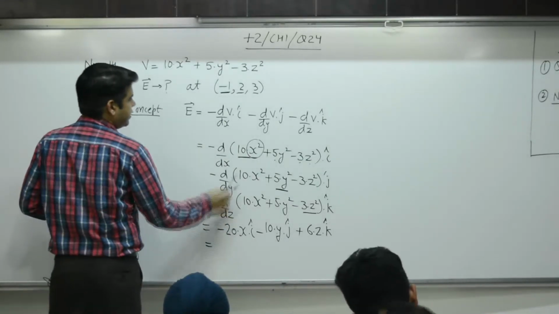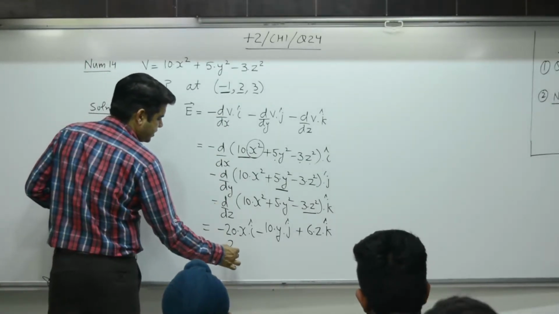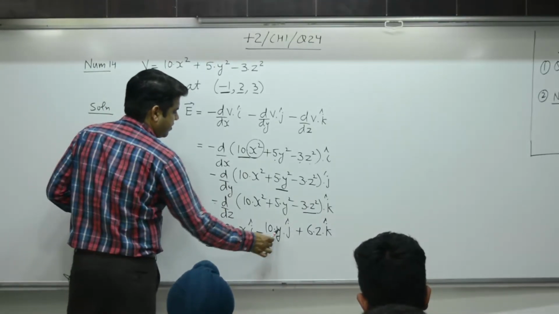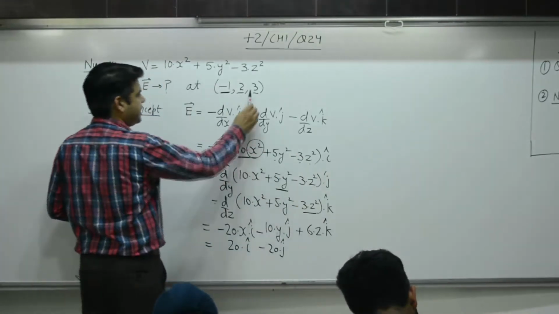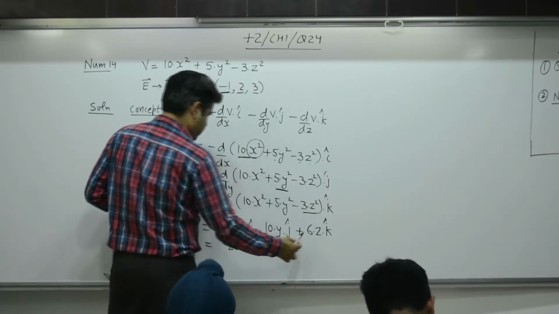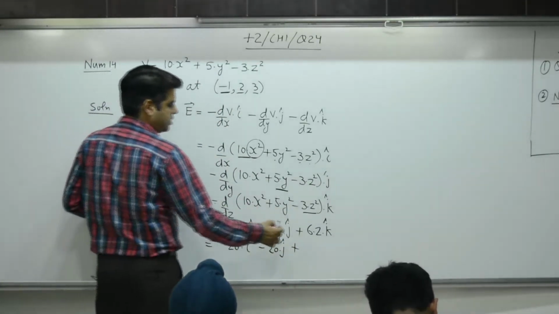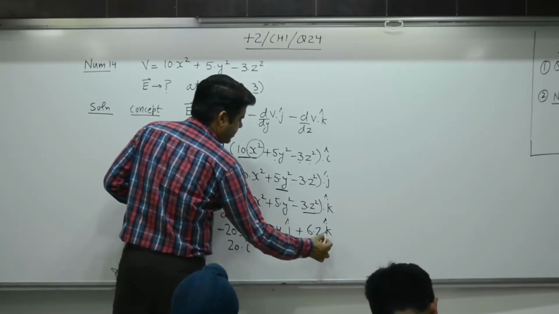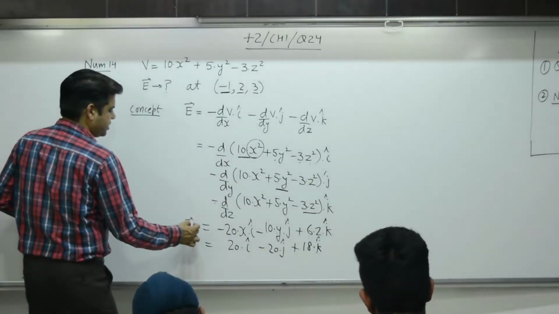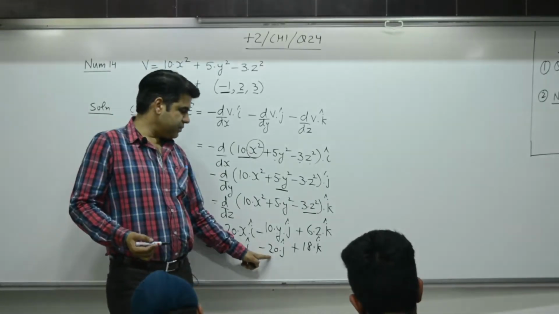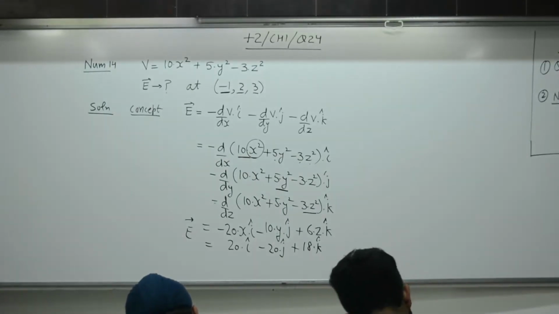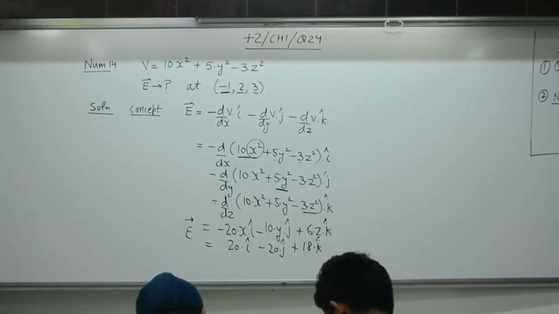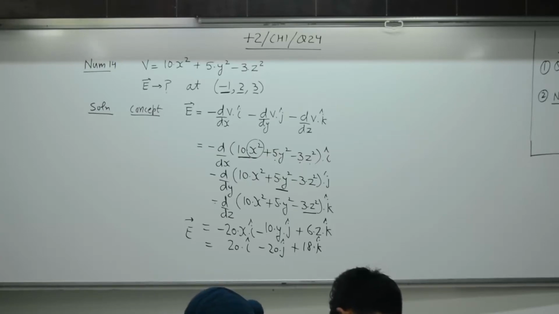Put x is equal to minus 1, minus 20 into minus 1, 20i. Put y is equal to 2, minus 20j. Put z is equal to 3, this minus and minus is plus 18k. So electric field has three components. X component is 20, y component is minus 20 and k component is plus 18. Ex is 20, Ey is minus 20 and Ez is 18.